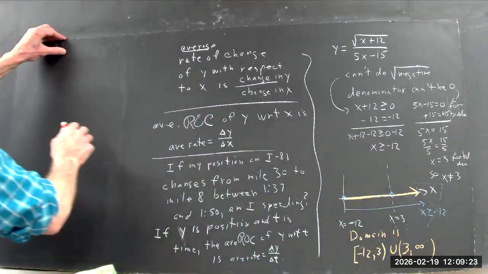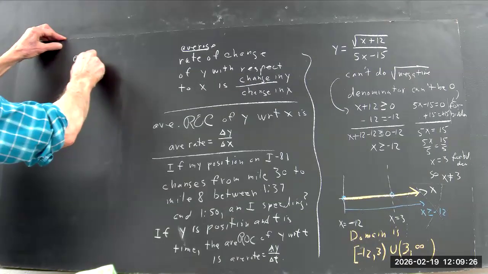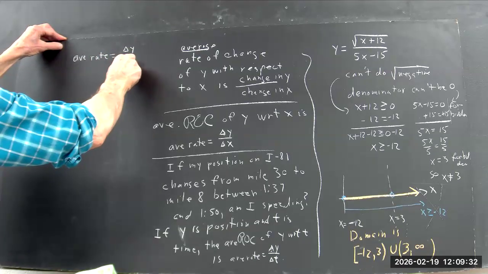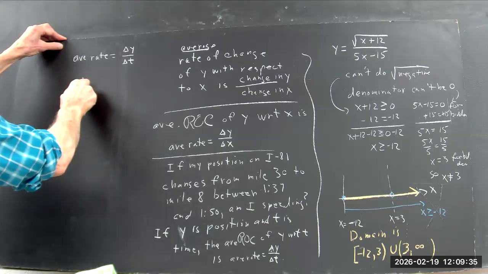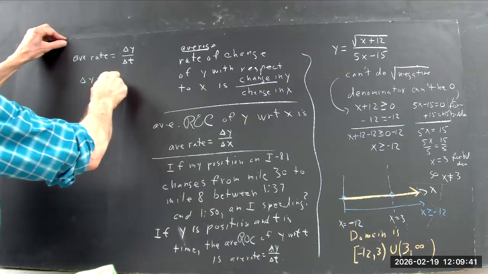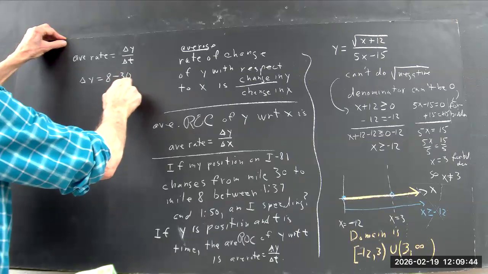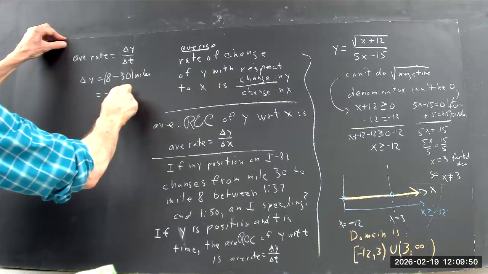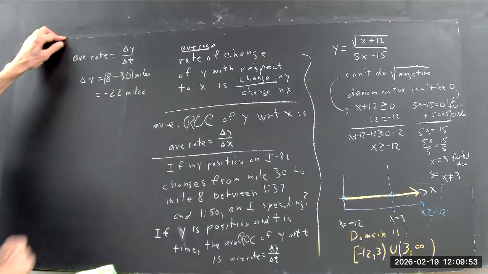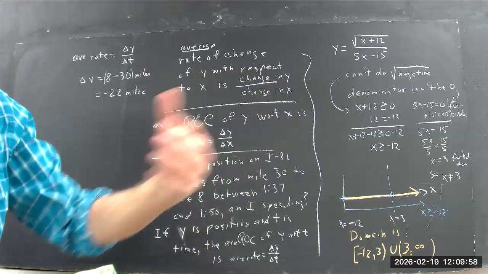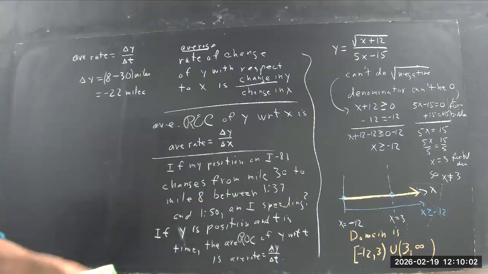So let's do that in bigger print. The change in y from 30 to 8 is negative 22, right? Negative 22 what? Negative 22 miles, because those are mileposts.